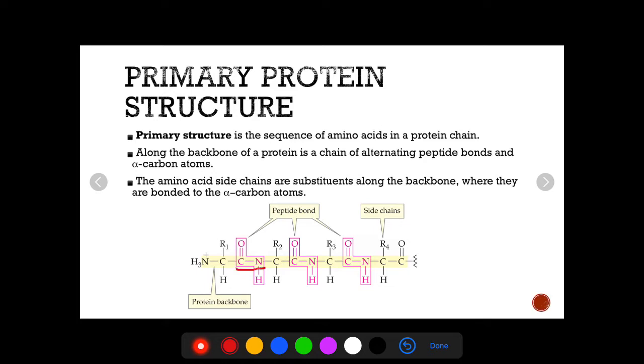And the peptide backbone is the amino group, the alpha carbon, and the carbonyl group. So this would be referred to as the peptide backbone right there. And then the R groups are substituents along the peptide backbone. So you can see the R groups are right here. And on the other side are hydrogens that attach to the alpha carbon.